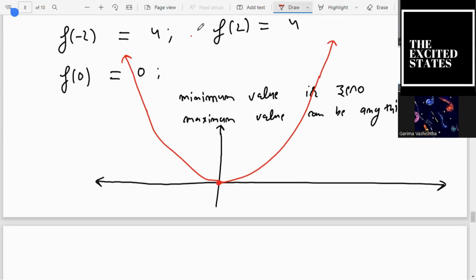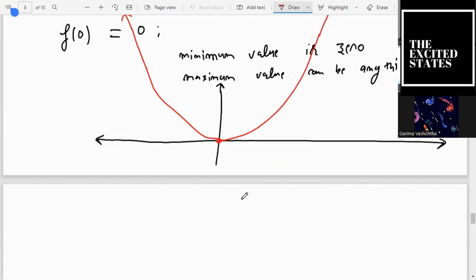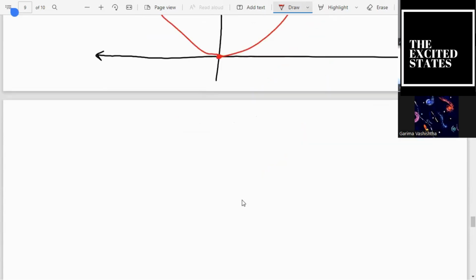So this is called the range of the function. Now I am just drawing a graph of a function. Can you tell me the range of that function? Let me just draw a graph.